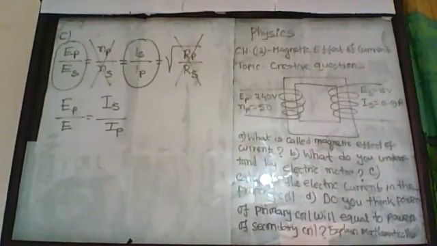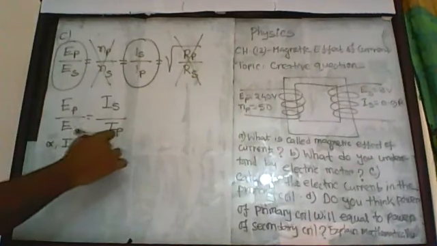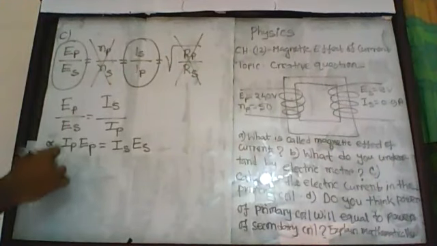Now, to find the value of IP, you must cross multiply. So IP into EP equals IS into ES. Then the value of IP equals IS into ES divided by EP.